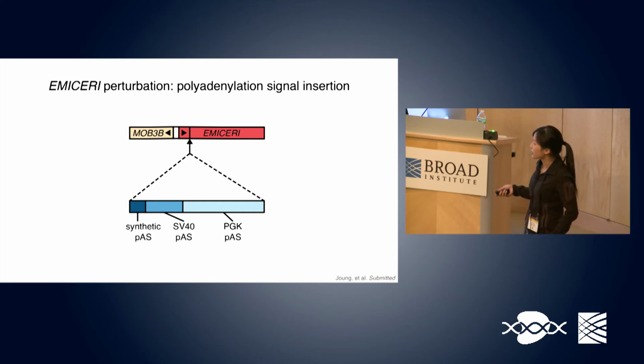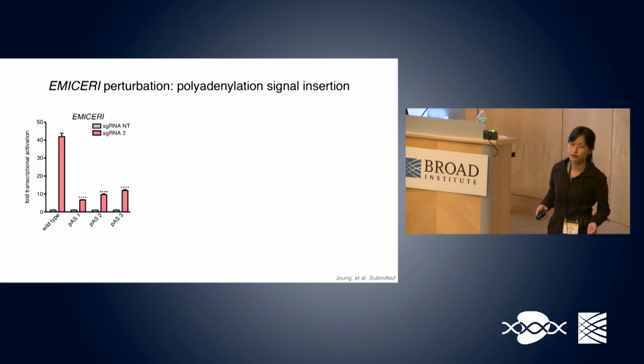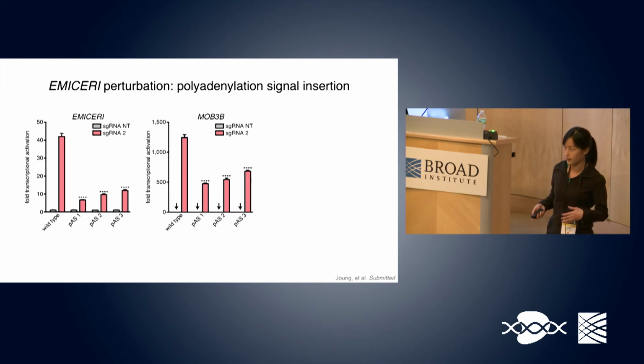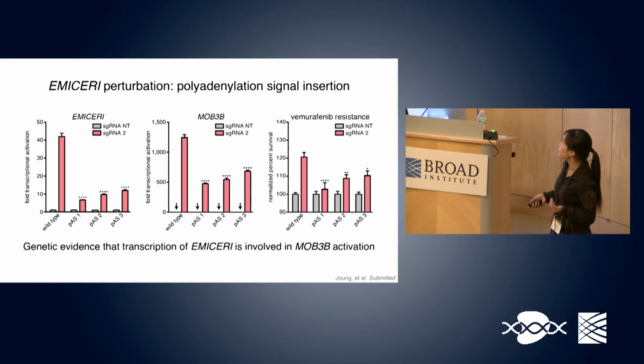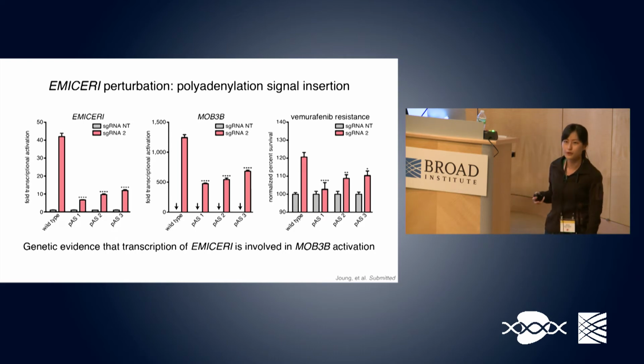So when we generated the polyadenylation signal clones, we first verified that when we activated this locus, the emissary transcript was knocked down in the poly-A clones. We then measured MOB3B expression and found that MOB3B was also knocked down in these clones. And because MOB3B is a protein coding gene that confers our phenotype, we also observed a downregulation in the verapamil resistance conferred by activating emissary. So these experiments provided genetic evidence that transcription of emissary is involved in MOB3B activation.